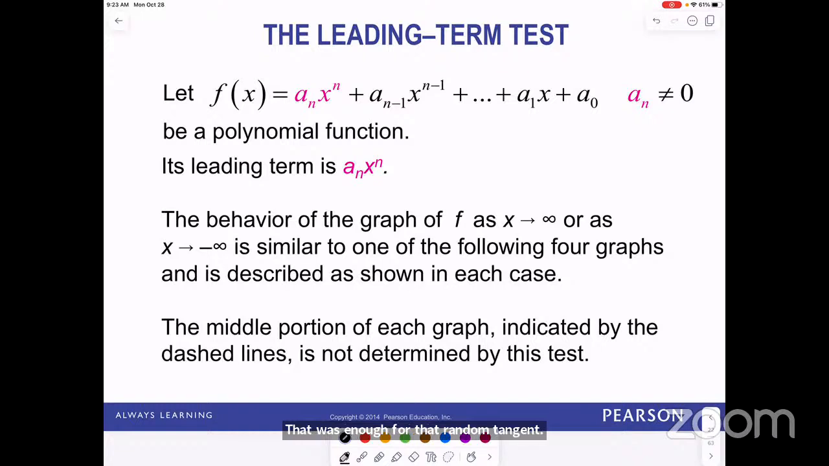So the leading term test, right? We saw the 4 cases for the power function. We can extend those 4 cases to polynomial functions based on that previous example. Given a polynomial function where the leading coefficient is not 0, where the leading term is ax^n, the behavior of the graph of f as x tends to infinity or negative infinity is similar to one of the following 4 graphs and is described as shown in each case. The middle portion of each graph indicated by dashed lines is not determined by this test. So this test doesn't tell us anything about the middle of the graph, but it tells us how our graph is going to behave as we tend to positive infinity or negative infinity.